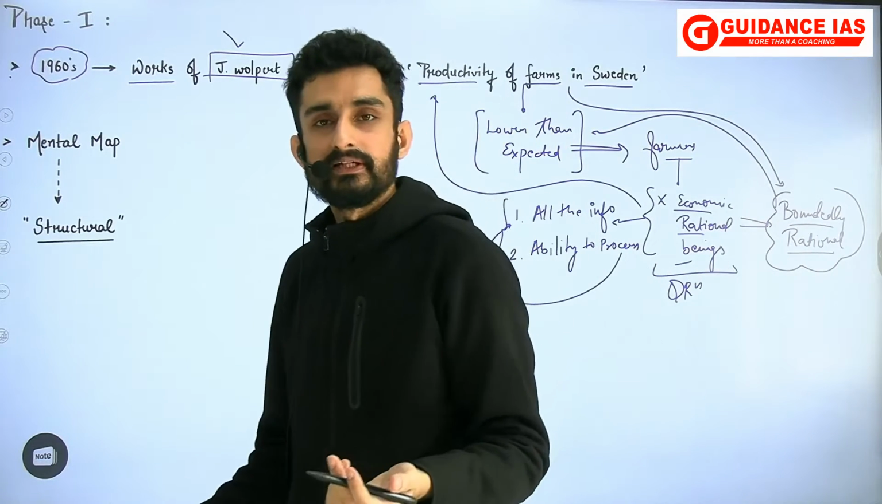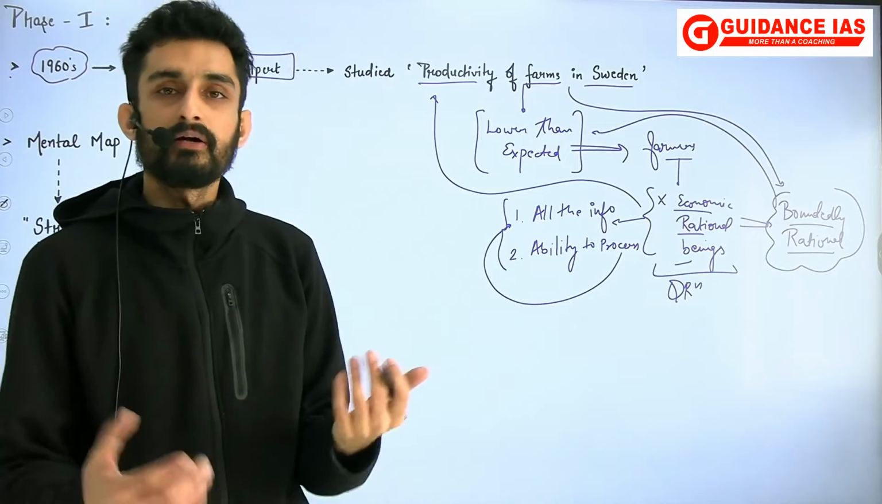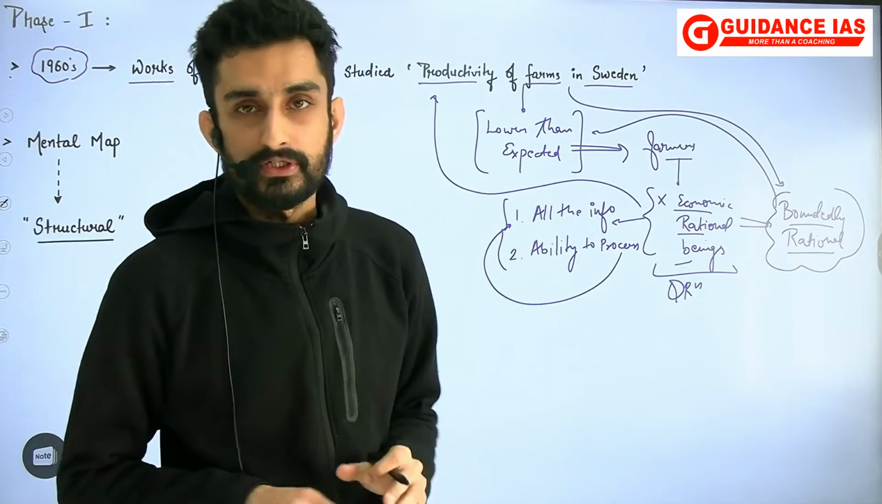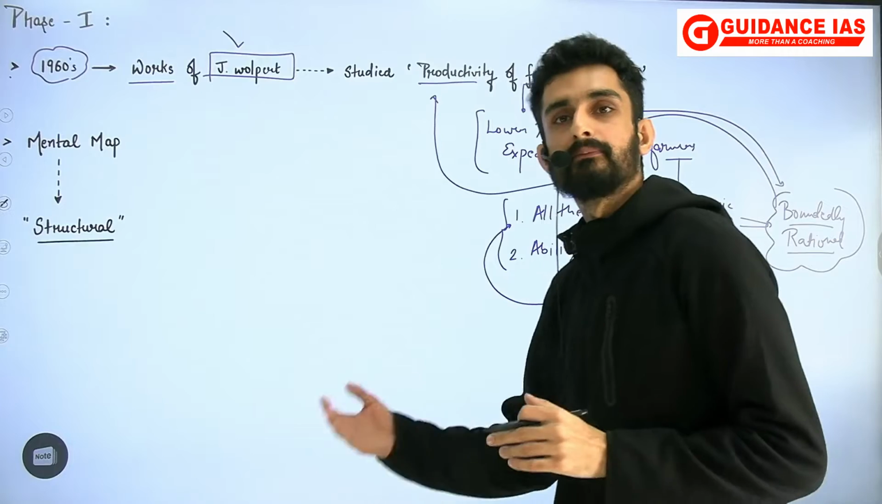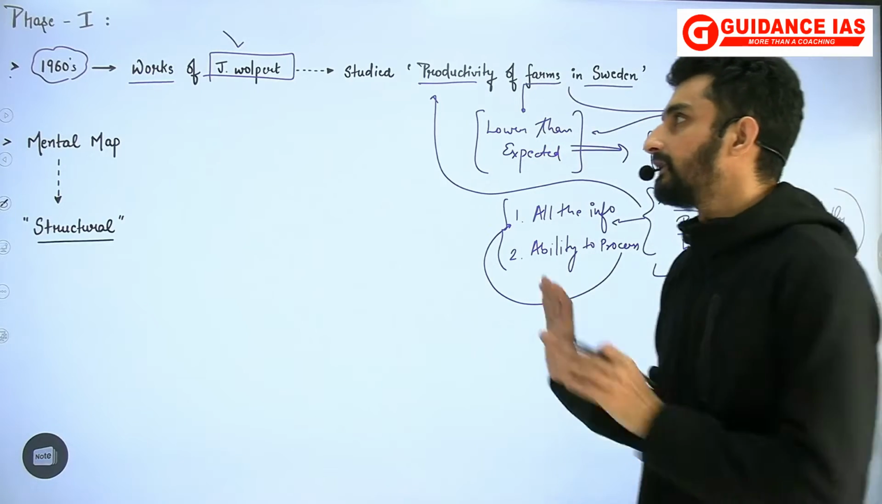Maybe the farmer felt that he wanted this much productivity this year. Maybe the farmer felt that he does not want to make more productive investment in the fields in terms of fertilizers and other inputs of agriculture. I hope it is clear. So this was the work.